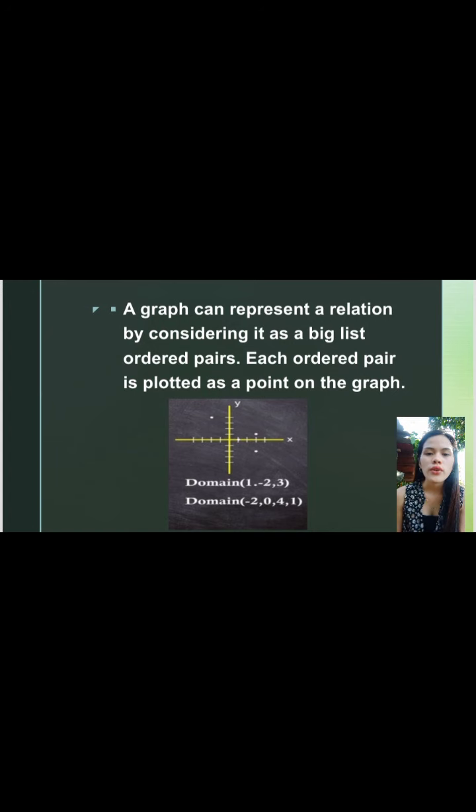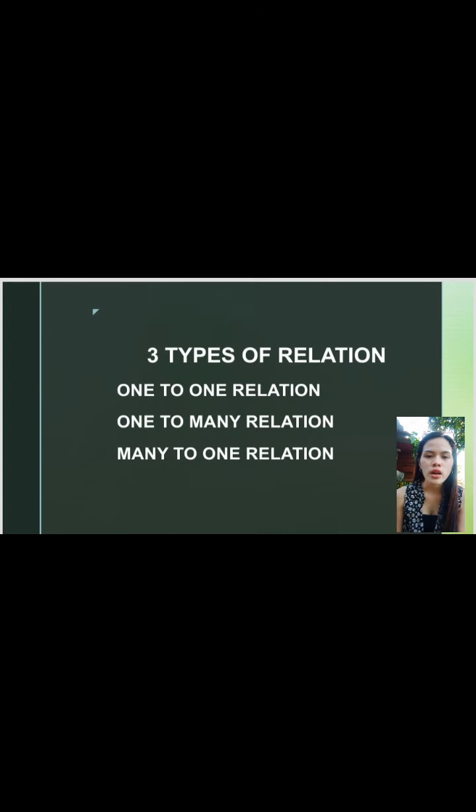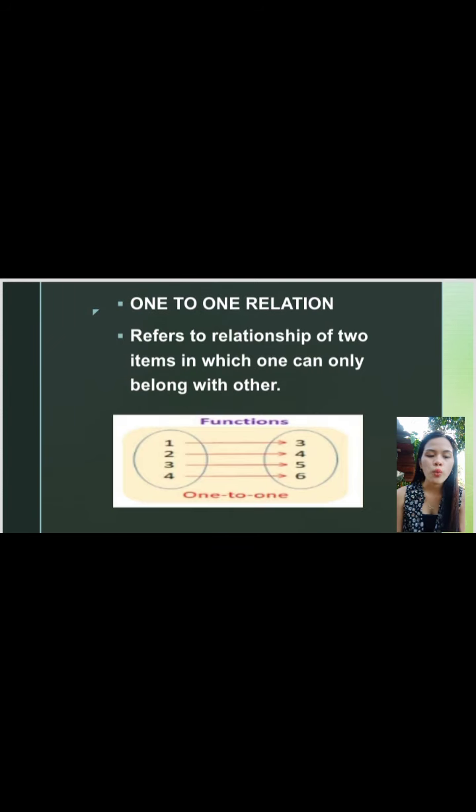Next, there are 3 types of relation: one-to-one relation, one-to-many relation, and many-to-one relation. So first is one-to-one relation. It refers to a relationship of 2 items in which one can only belong with the other.